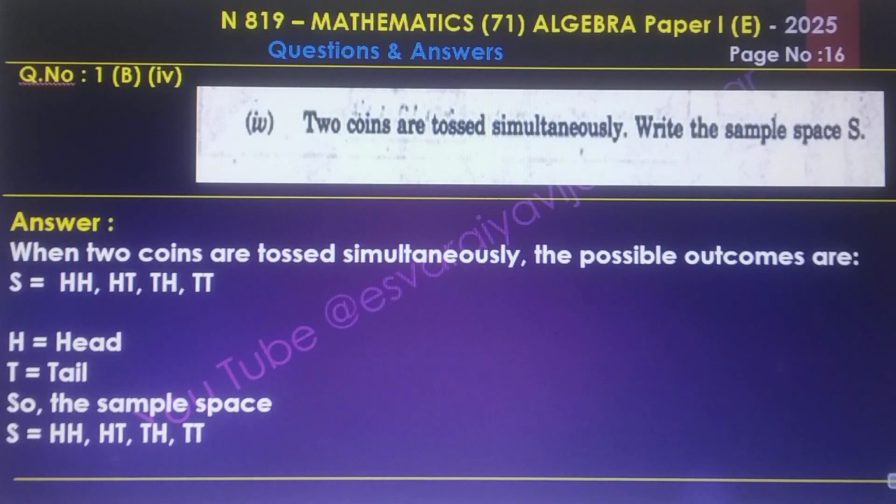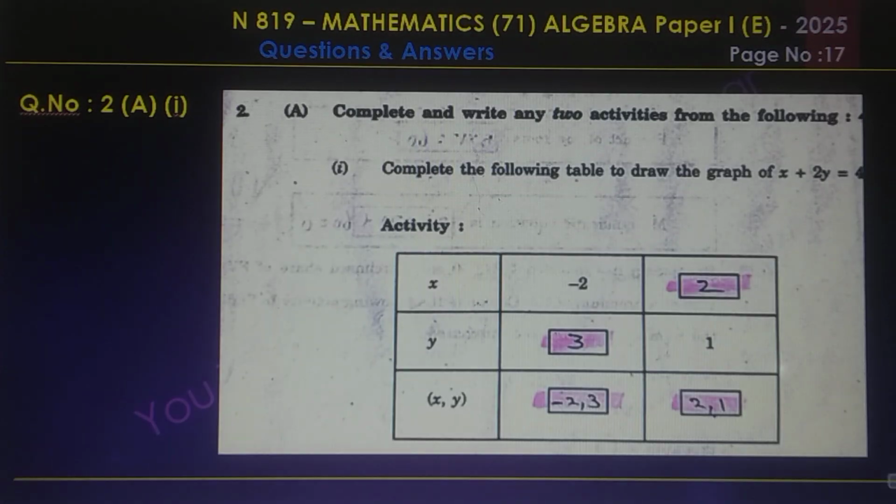And 1B4, two coins are tossed simultaneously. Write the sample space. When two coins are tossed simultaneously, the possible outcomes are head head, head tail, tail head, and tail tail. H means head, T means tail. We are getting HH, HT, TH, and TT. That is the final answer.